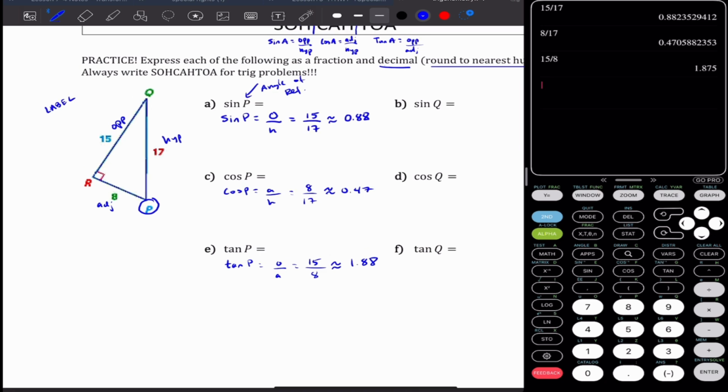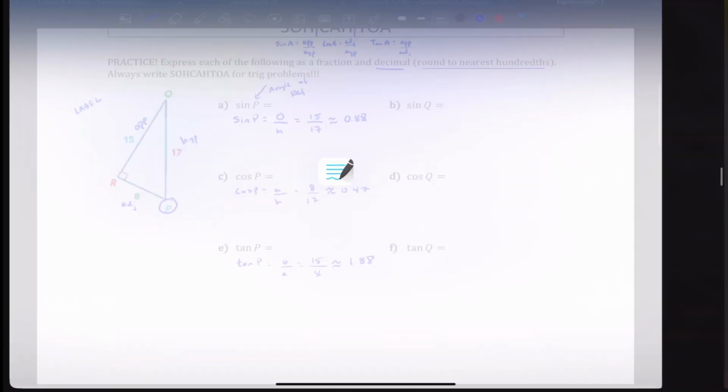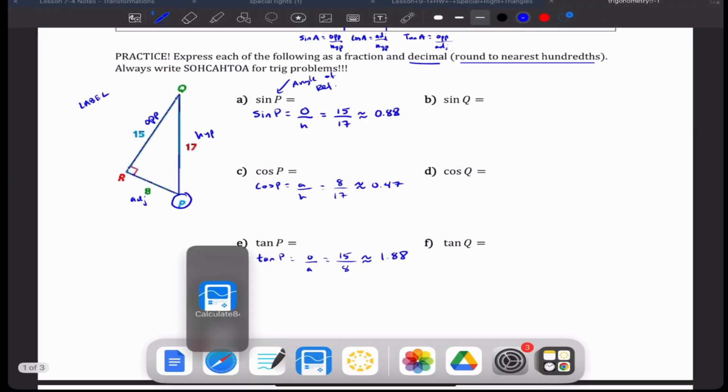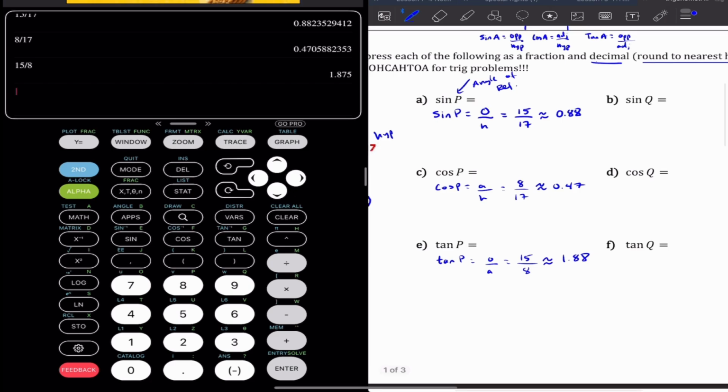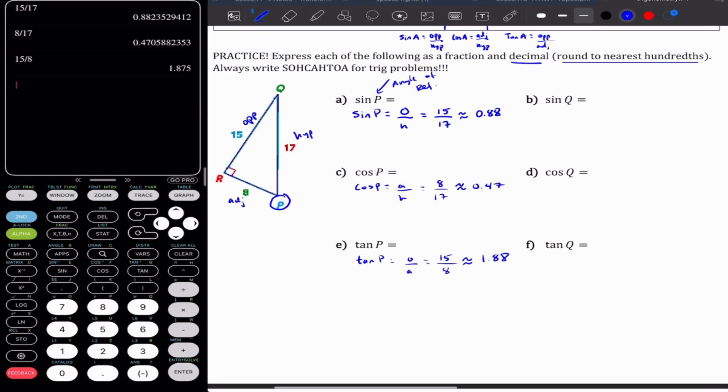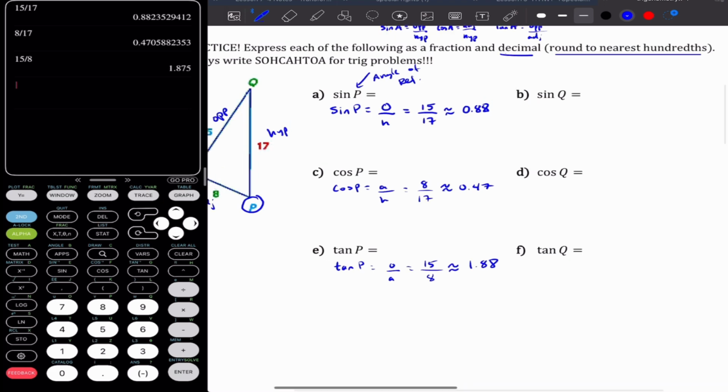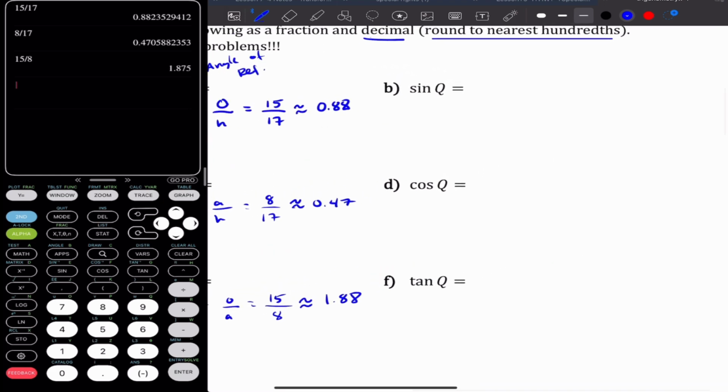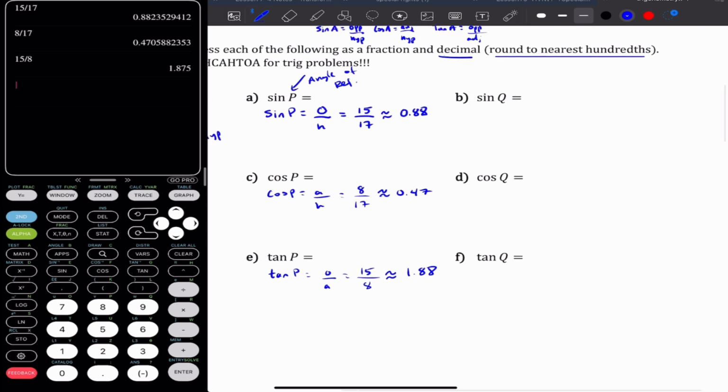Hopefully things are making sense right now. Good. Let me see if I can move the calculator to the left hand. I'm right-handed, so I don't want to fat finger stuff or anything like that. So there you go. All right.